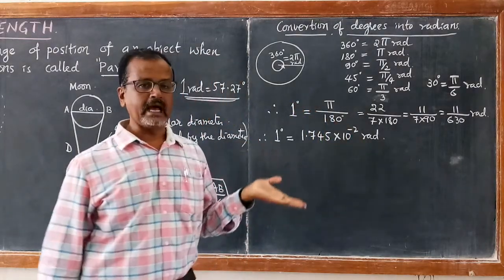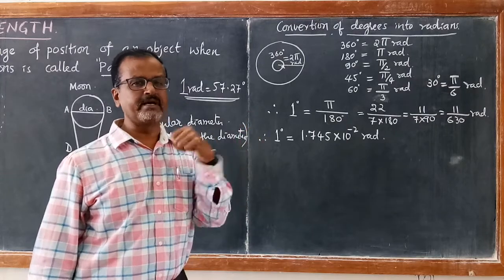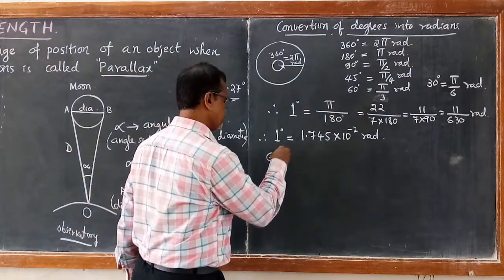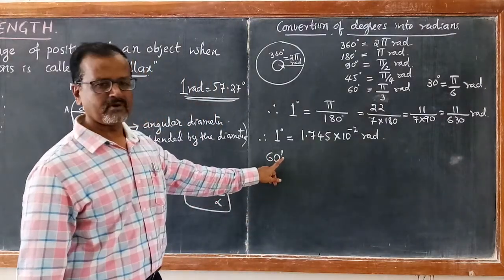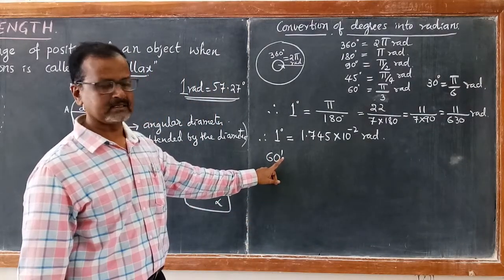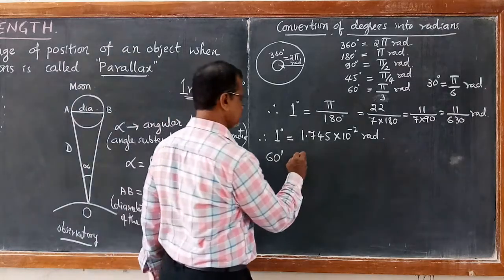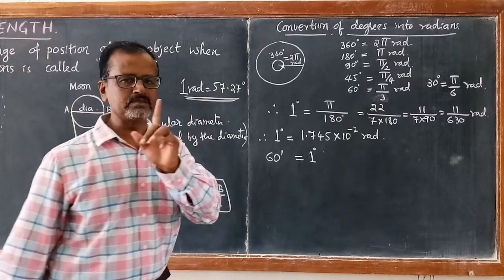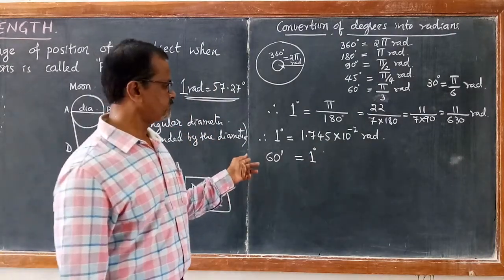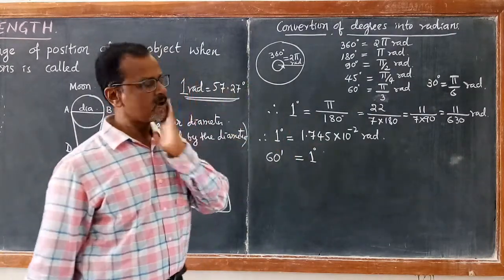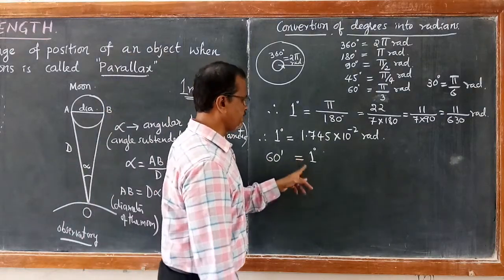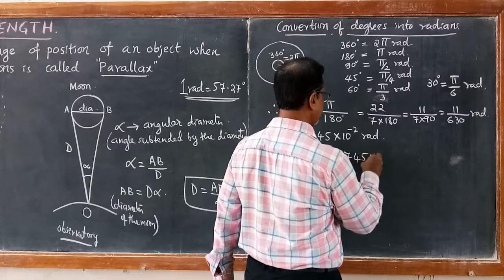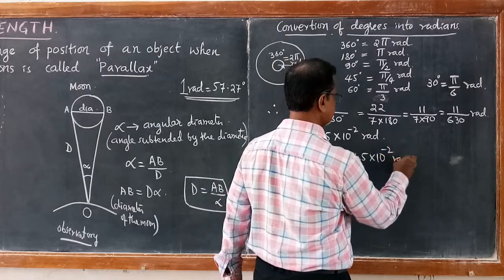If the angle is a fraction of a degree, then remember 60 minutes. This is the symbol for minute. 60 minute of angle is equal to 1 degree. Therefore, what is 1 minute of angle in terms of radians? 60 minute of angle equal to 1 degree, and 1 degree corresponds to 1.745 into 10 to the power of minus 2 radians.